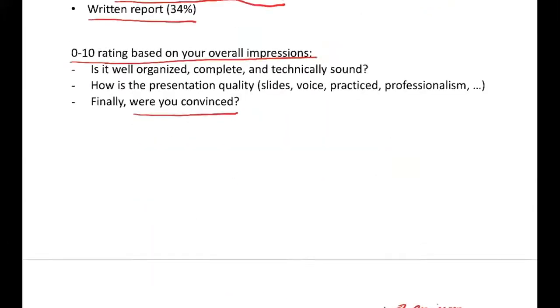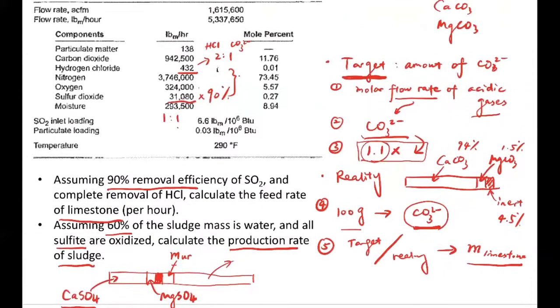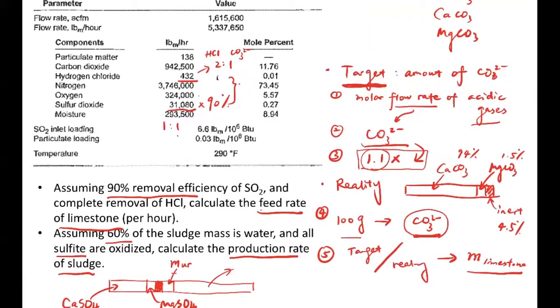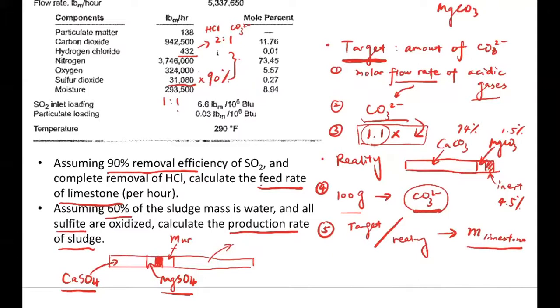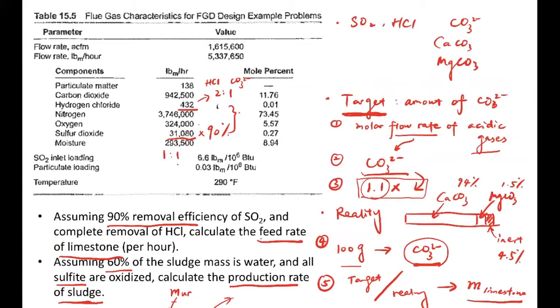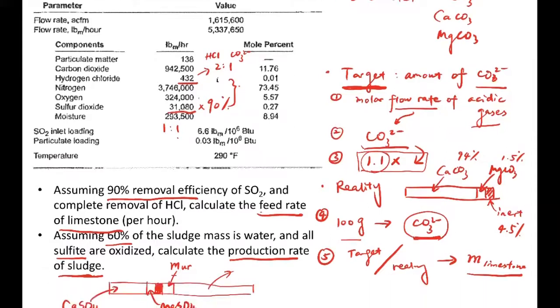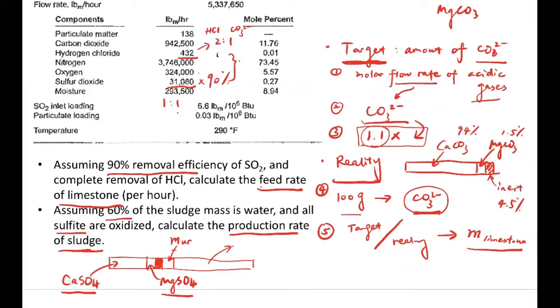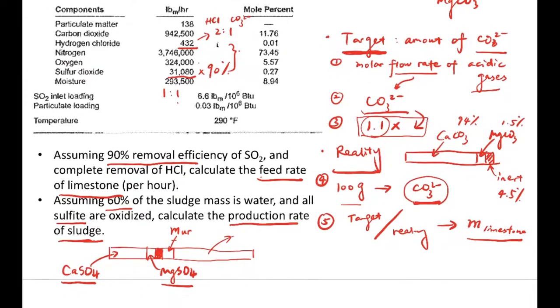But if you think about the feed rate, let's say if we come back to this question here: what is going to be the feed rate, or what is the production rate of the PM? It's going to follow similar logic, right? Calculate the amount of the acidic gas and the target amount of the carbonate ions or hydroxide or chloride ions, right? And then we match the reality with the target. So we can calculate the feed rate of the lime or trona, and also the production rate of the PM, okay?